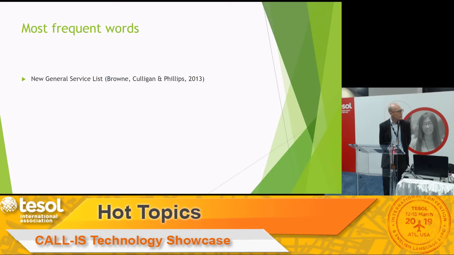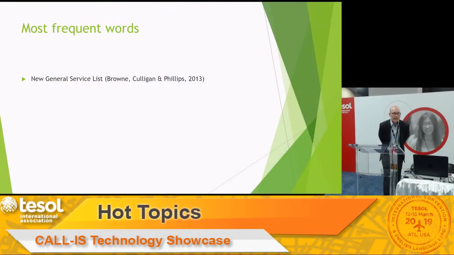And then in 2013, Brown, Culligan, and Phillips made what's called the New General Service List. And it's basically a much better version of the original list. And it's 2,800 lemmas, or similar to word families, but that are very highly frequent in English. These 2,800 words account for about 92% of the words spoken in general English. So it's a great target for language learners.